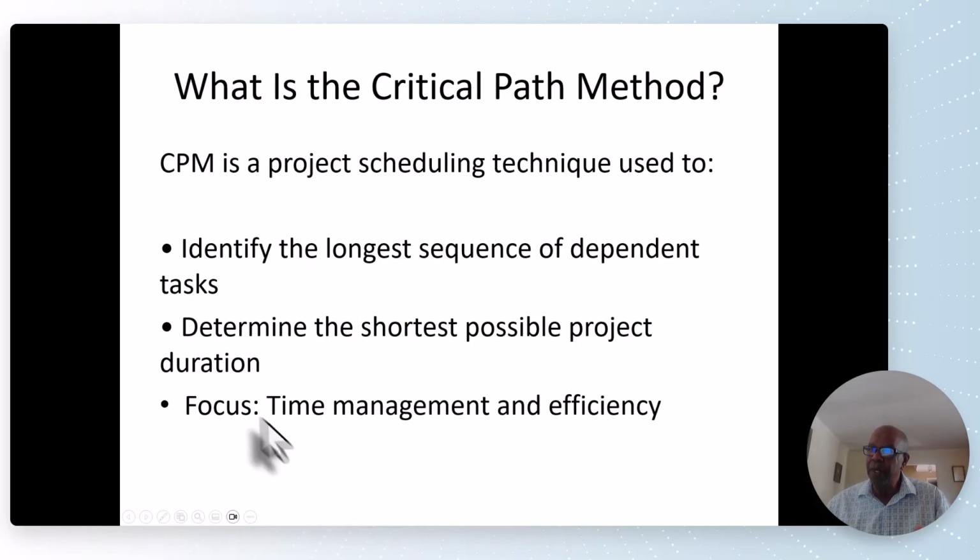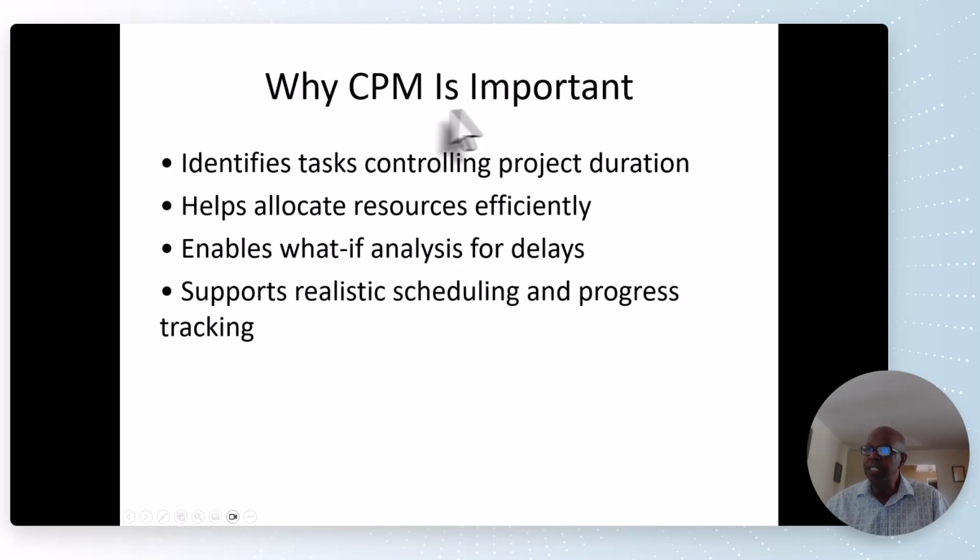Here, CPM is a project scheduling technique used to identify the longest sequence of dependent tasks and determine the shortest possible project duration, with a focus on time management and efficiency. Why CPM? It identifies the tasks controlling project duration. It tells us what we need to really look at, because this is the longest path for the project.